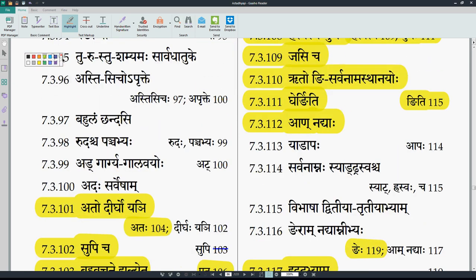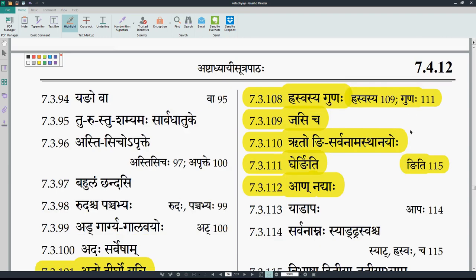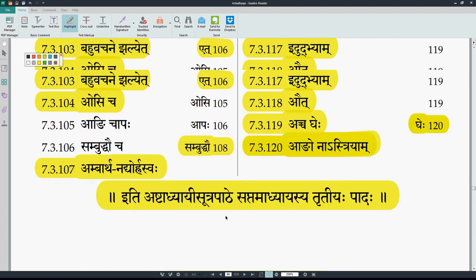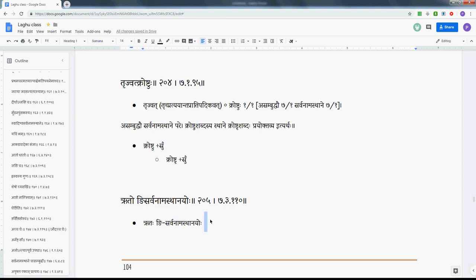Rutogni Sarvanamasthanayoho. What happens? What is the anuvritti? Look at the anuvritti here. Gunaha. Gunaha is the adesha. Anything else in the near vicinity? Nothing. So 110 sutra is anuvritti of gunaha. So we'll write gunaha. So when these pratyayas follow, therefore this has to be saptami dvivachana and rutaha shashti ekvachana. Rudantasya and angasya is there. Angasya you can apply.